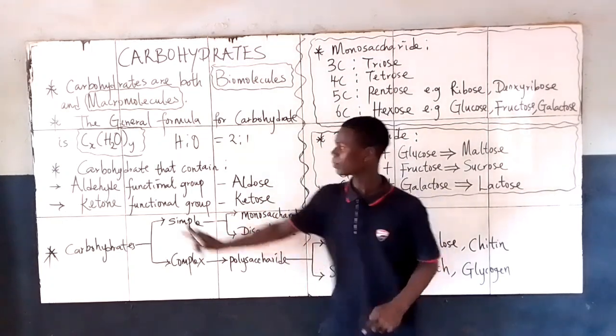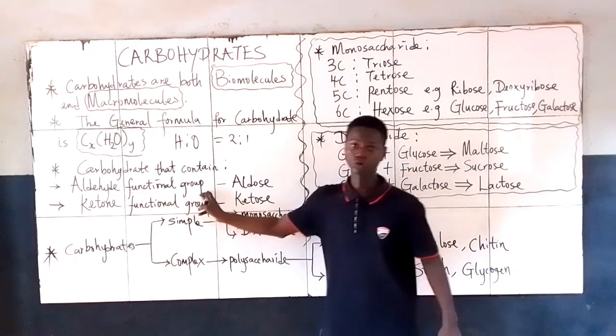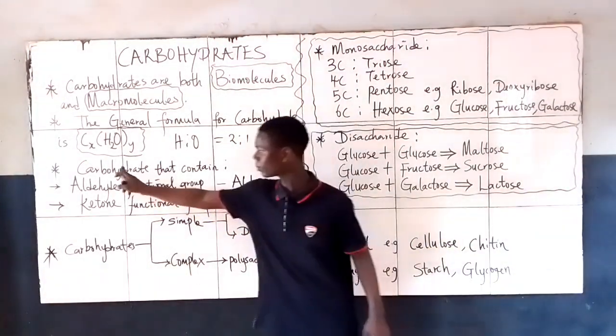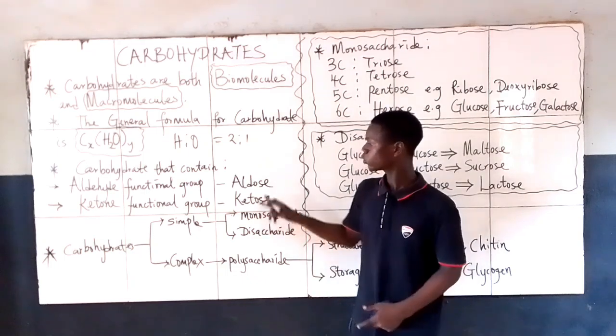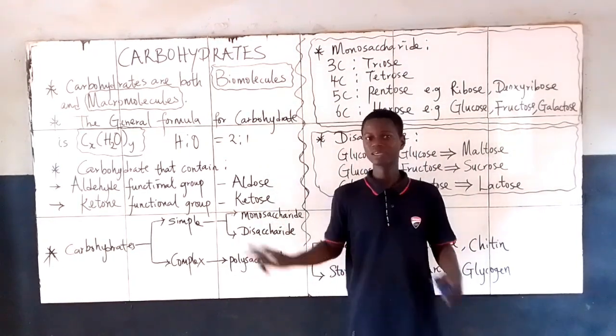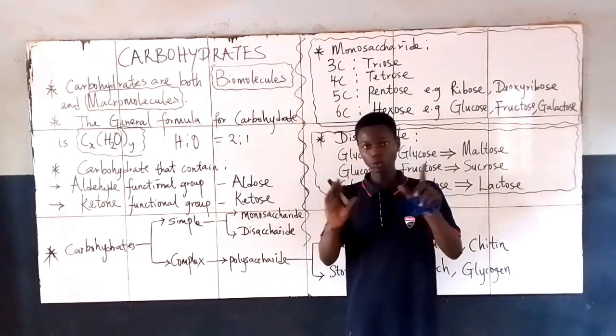Now moving on from there, carbohydrates that contain the aldehyde functional group are called aldose. Carbohydrates that contain the ketone functional group are called ketose. So while glucose is an aldose, fructose is a ketose. Note those differences.